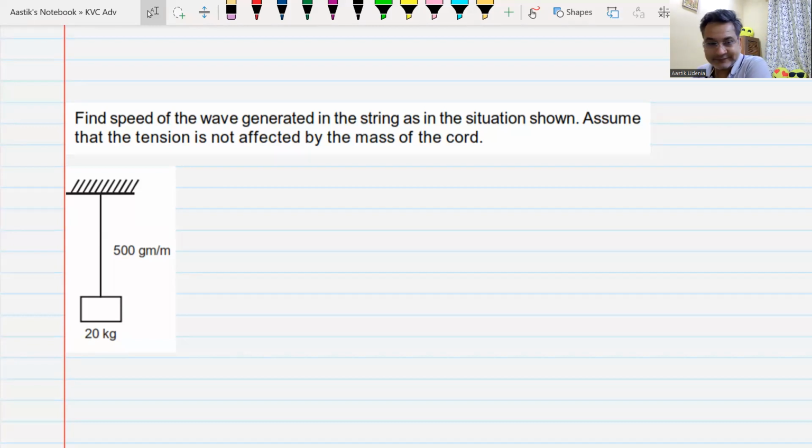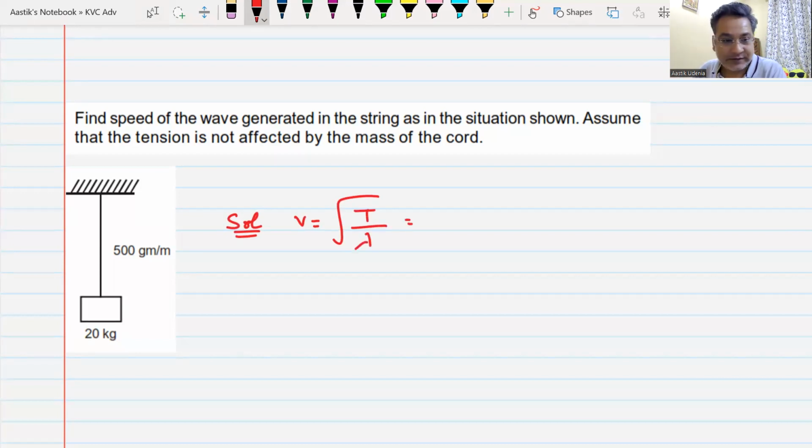Yes or no? Sir, it is 20 meter per second, sir. From 2 root 10, the answer becomes 20. Yes, it is. Just have to apply the formula, beta. Okay, sir. Sir, I have taken that kg meter. I know what you have taken. You must be careful. So this is 200 Newton tension divided by 0.5 kg per meter, under the root. So that is your answer.